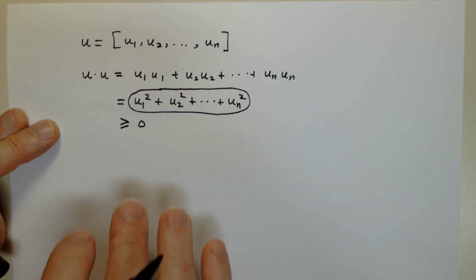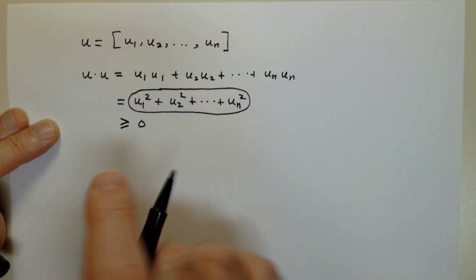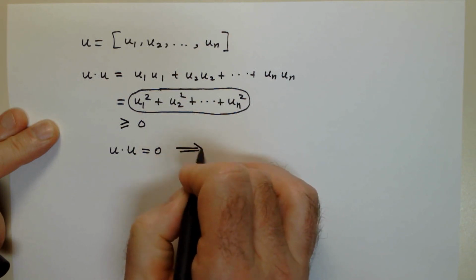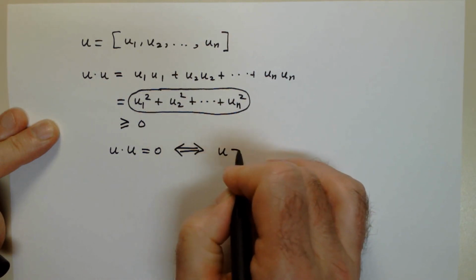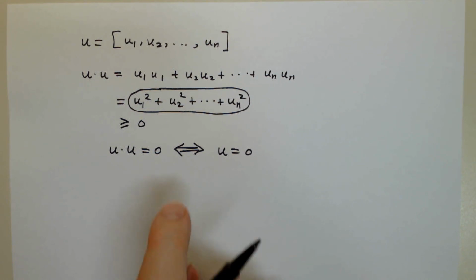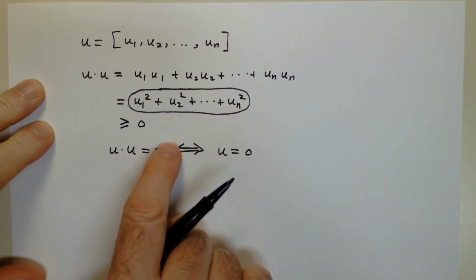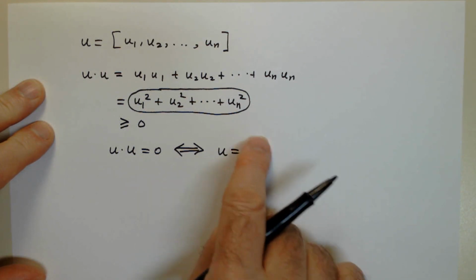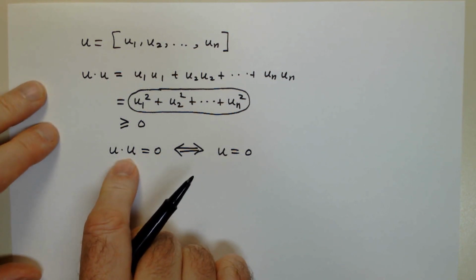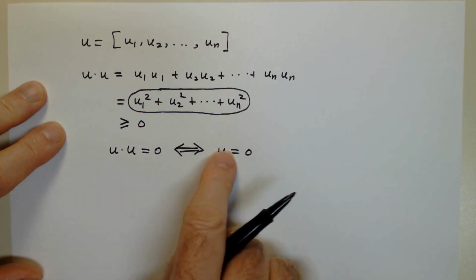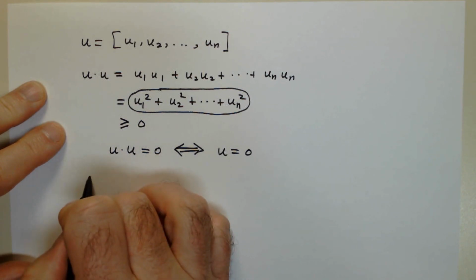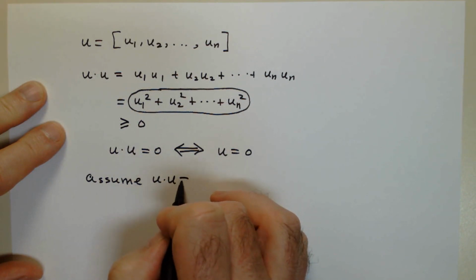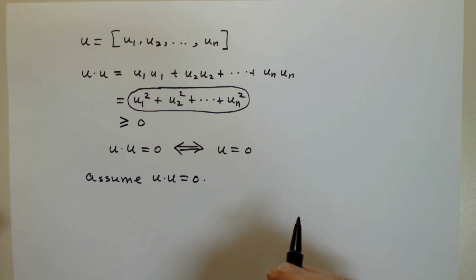Now, what is the rest of part D? We want to show that u dot u is equal to 0 if and only if u is equal to the 0 vector. This double arrow is just shorthand saying I have to show that if this is true, then that implies this, and the backwards implication is that if this is true, that implies this. Now the harder half is this direction. Let's assume that u dot u is equal to 0.